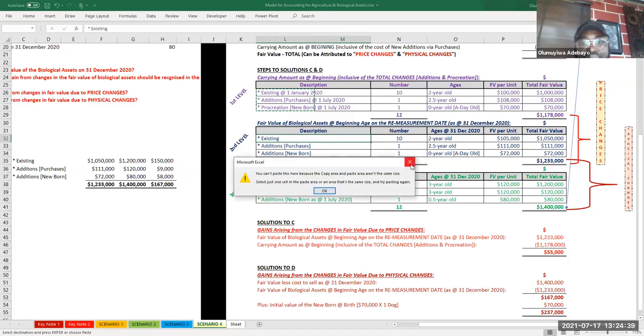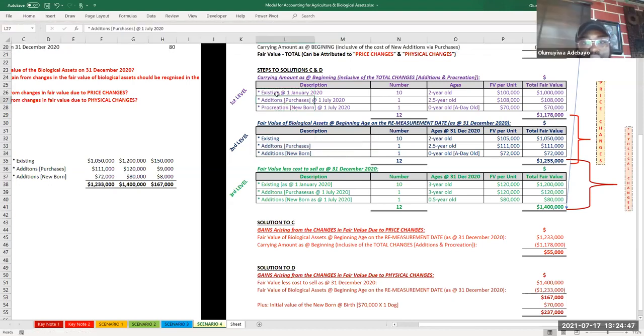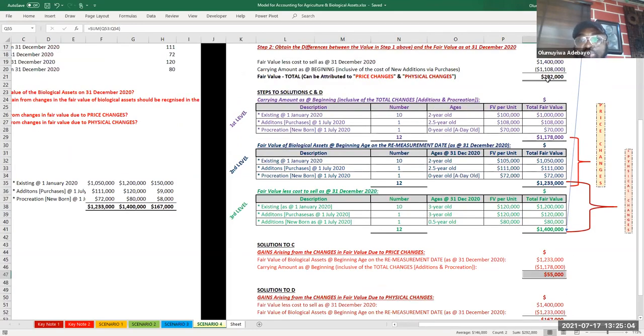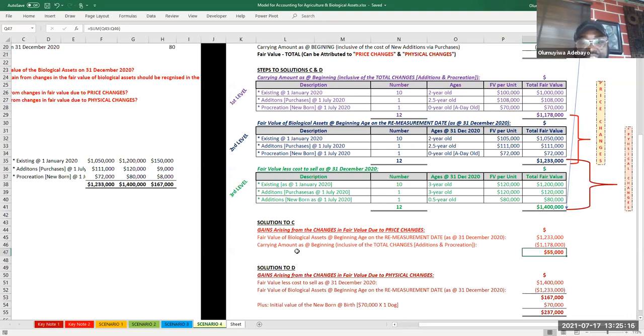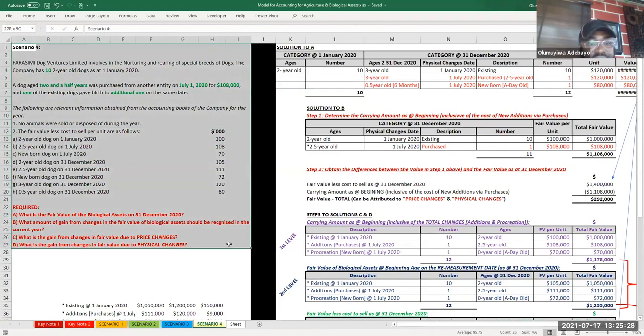Any other question? Therefore, if there's no question, the sum of 55 and 237 account for this 292. Can you remember? The 292 is broken down into 55 for price changes and 237 for physical changes. Now, let me copy this to our notes and we'll wrap it up with disclosure requirements.